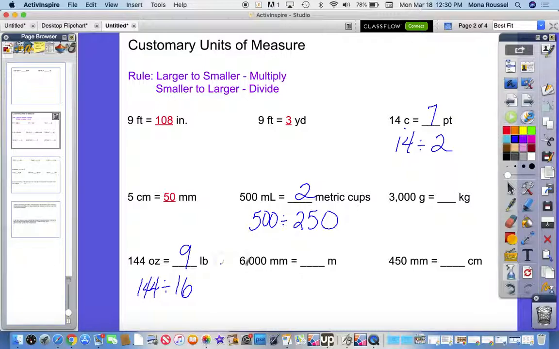If we're converting 6,000 millimeters into meters, we have to know that meters are larger than millimeters. Smaller to larger means we are dividing. So we are going to divide 6,000 by the number of millimeters in a meter, which is 1,000. 6,000 divided by 1,000 would be 6.